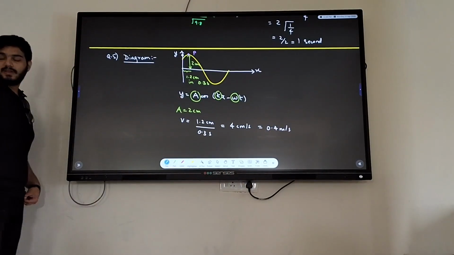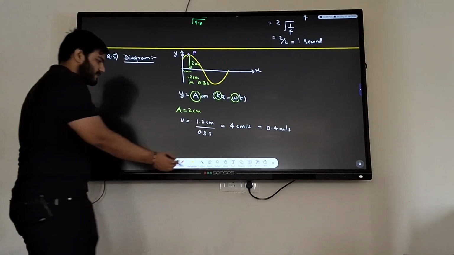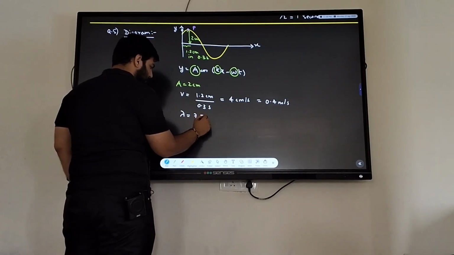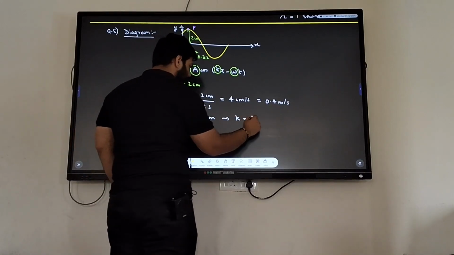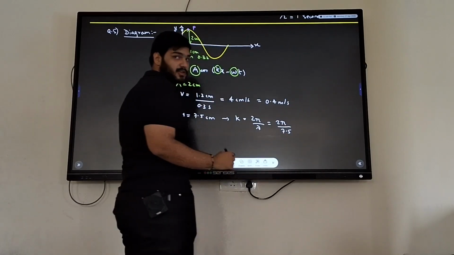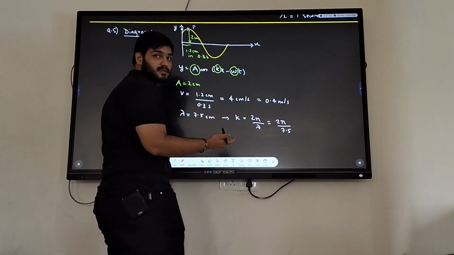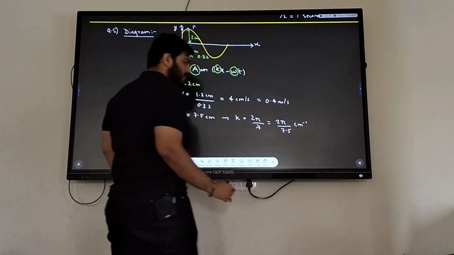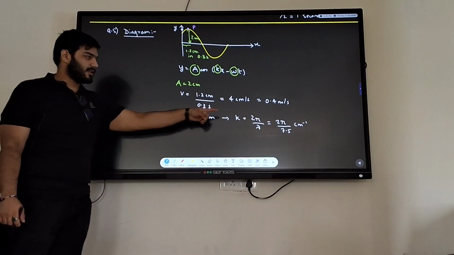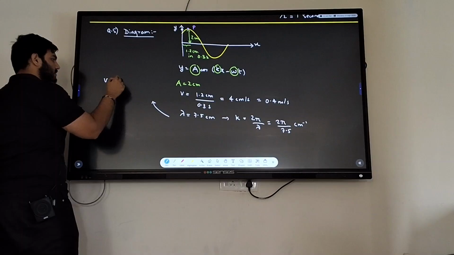Now they have given information about lambda. Lambda is given to be 7.5 centimeters. Then what will be k? k is defined to be 2 pi by lambda, that's 2 pi by 7.5. And what should be the units? If this is centimeter, then it should be centimeter inverse. Now how to find omega? I know velocity, I know k, and the relation is v equals omega by k.